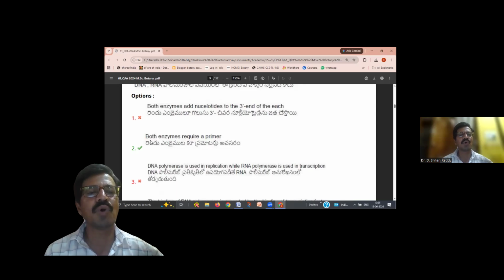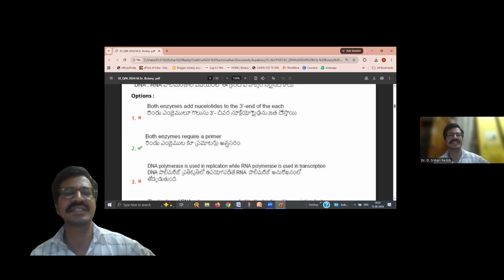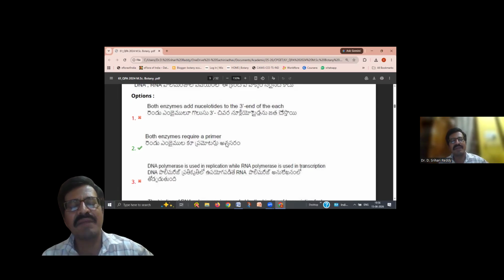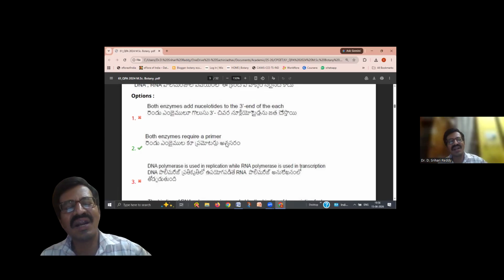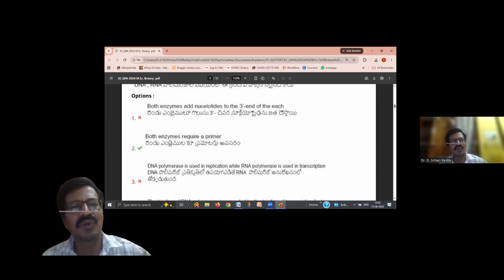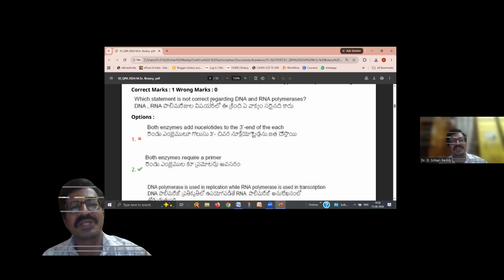And the second option is both enzymes require a primer. Just now we discussed that DNA polymerase requires a primer for the synthesis of DNA, but RNA polymerase does not require a primer for the RNA synthesis. DNA polymerase synthesizes the DNA. RNA polymerase synthesizes the RNA with the help of a DNA template. So only DNA polymerase requires the primer. RNA polymerase does not require the primer. So this is the option we have to keep, because they are asking about the not correct option.